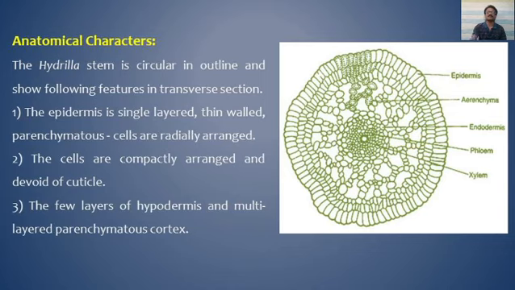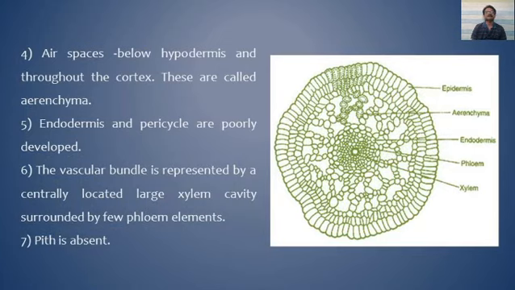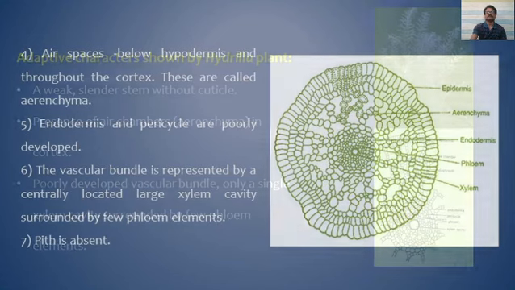Then come the endodermis and pericycle, which are not very well developed. The vascular bundle is represented by a centrally located cavity of xylem and a few phloem elements. We will see that later. Again, the air spaces present in the cortex are called the parenchyma, as I told you. The endodermis and pericycle are poorly developed, and the vascular bundle is represented by the centrally located xylem and few elements of the phloem.